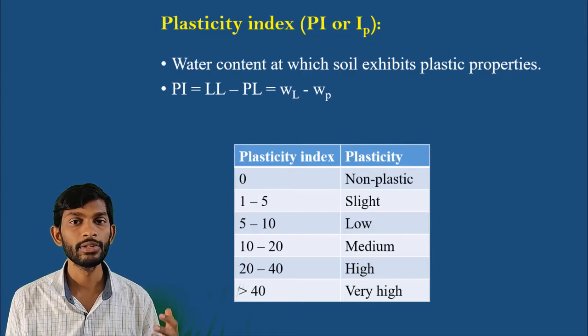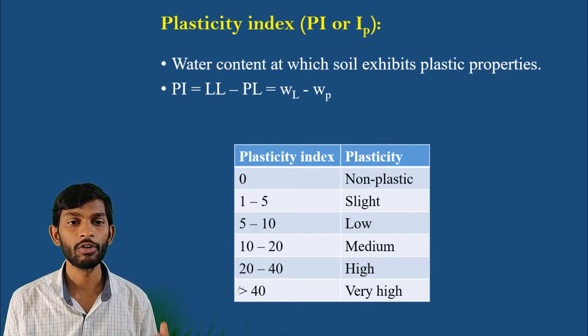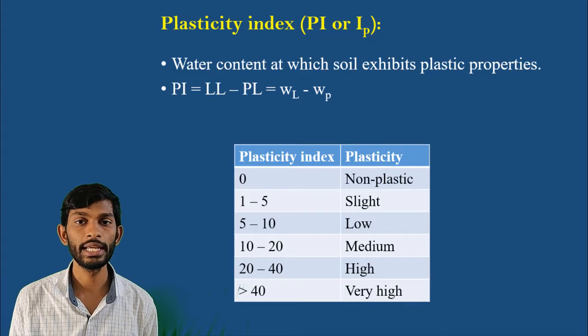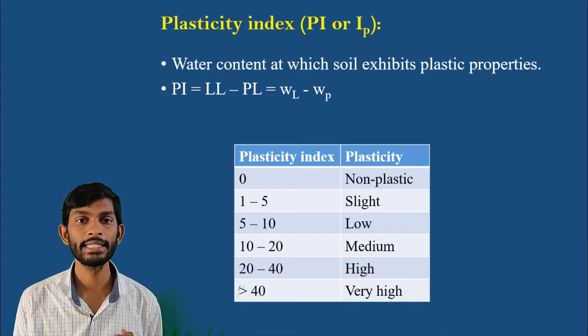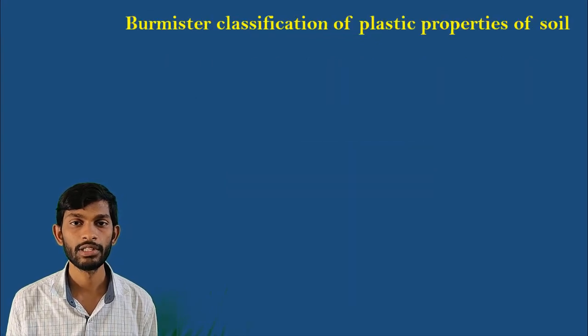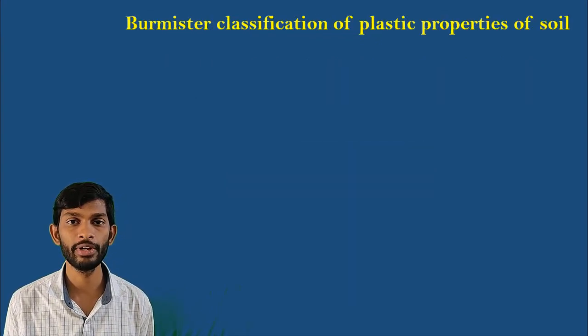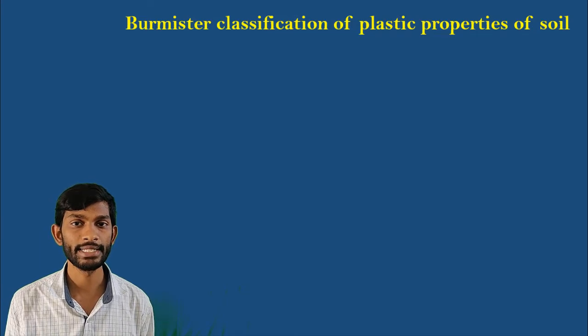So once again, the water content at which soil exhibits plastic characteristics is called the plasticity index of soil. The plasticity index is the difference between liquid limit and plastic limit.